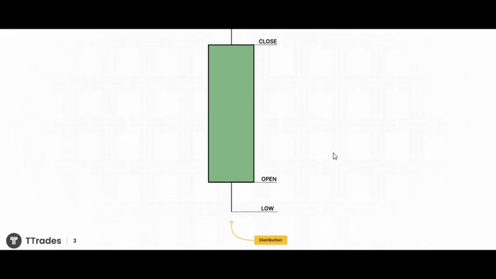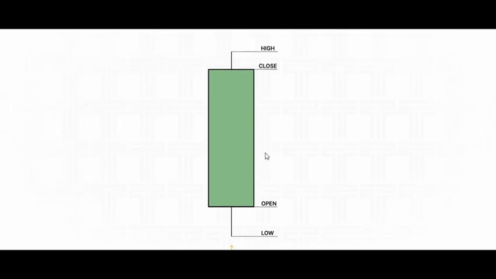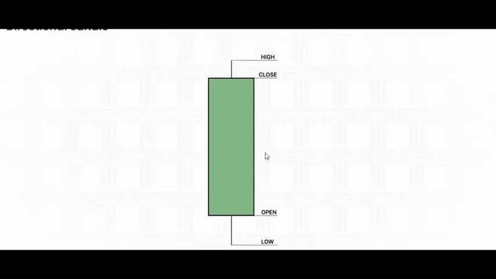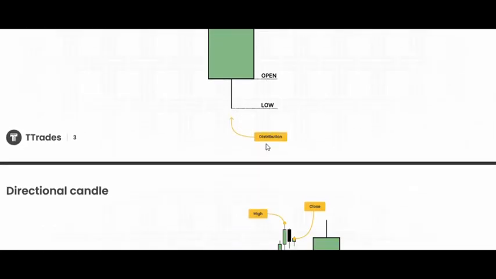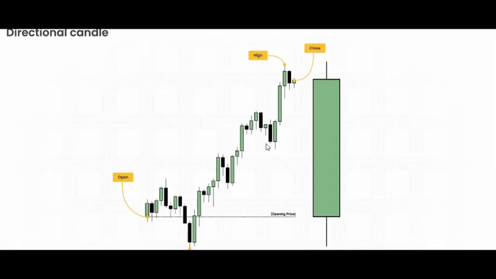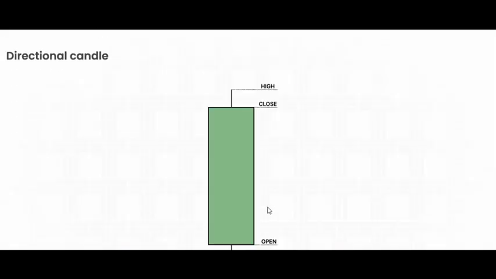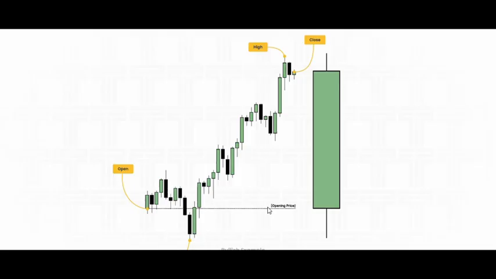Okay, so this is the distribution. I hope you get it. The distribution candle is supposed to look like this, the expansion candle in that sense. So in the lower time frame, this is how the expansion candle looks like. This is a bullish example. So this expansion candle opens well.